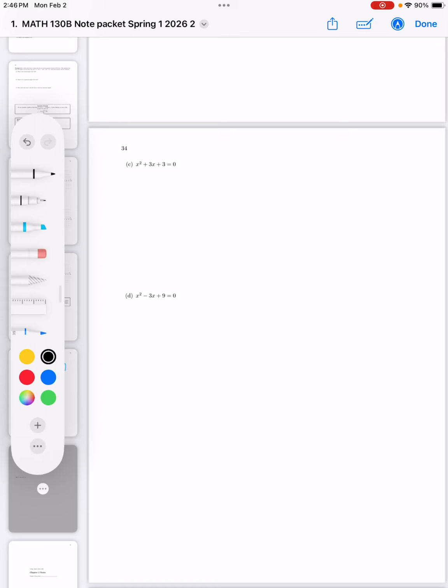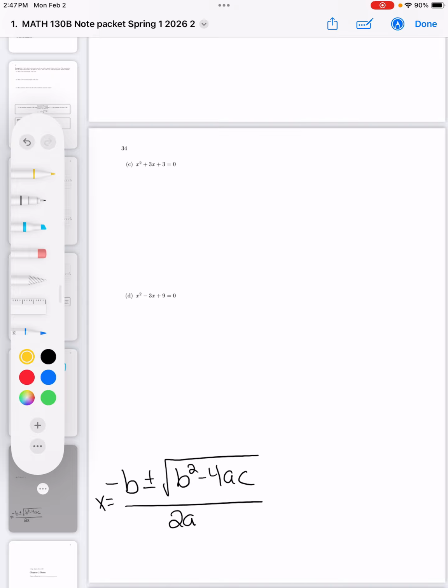Now we've got two more quadratic formulas to work out. So I'm going to work out one and then I'm going to let you guys work out another one. Just to remind you, our quadratic formula is x equals negative b plus or minus the square root of b squared minus 4ac all over 2a. And you'll need to memorize this. So make sure that you know this going into our exam.